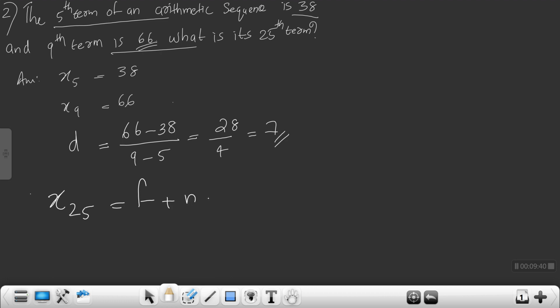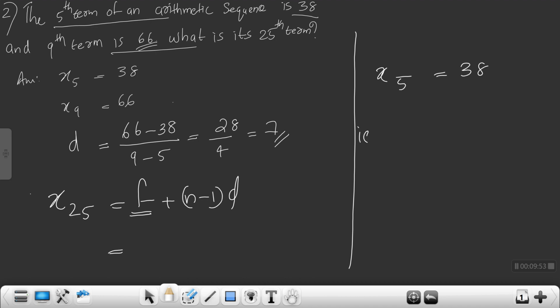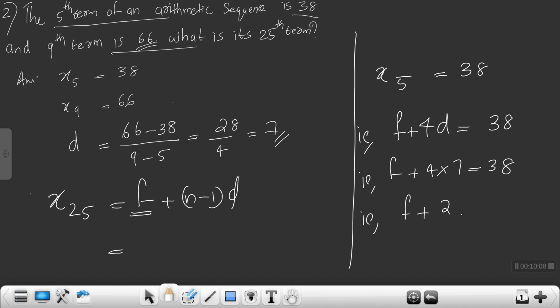Now we want to find its 25th term, that is x25. x25 is f plus (n minus 1) into d. Here we want the first term. For that, the fifth term x5 is 38. We know that x5 is f plus 4d, which is 38. That is, f plus 4 into 7 is equal to 38. That is, f plus 28 is equal to 38. So f is equal to 38 minus 28, which is 10.